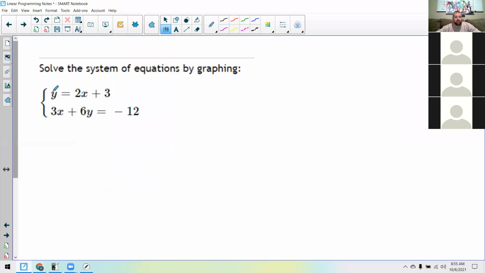So in this particular example, I have y equals 2x plus 3. You're just going to take what y equals, and I'm going to stick it in the y in the second equation right there. So it's not always taking the second thing and putting it first. What I'm going to do here is rewrite the second equation, but replace the y with this. So I'm going to get 3x plus 6 times y, 2x plus 3.